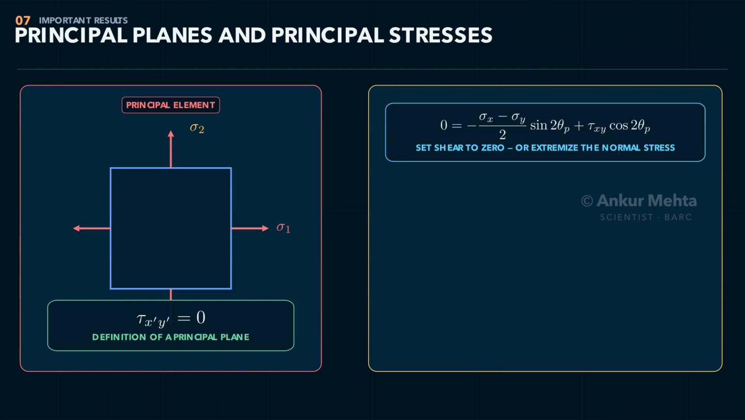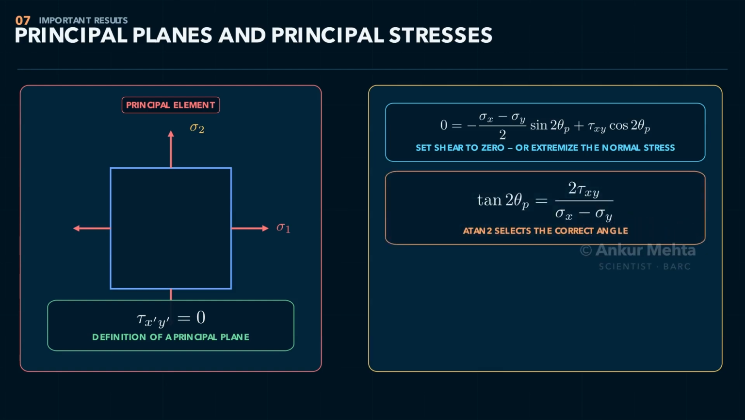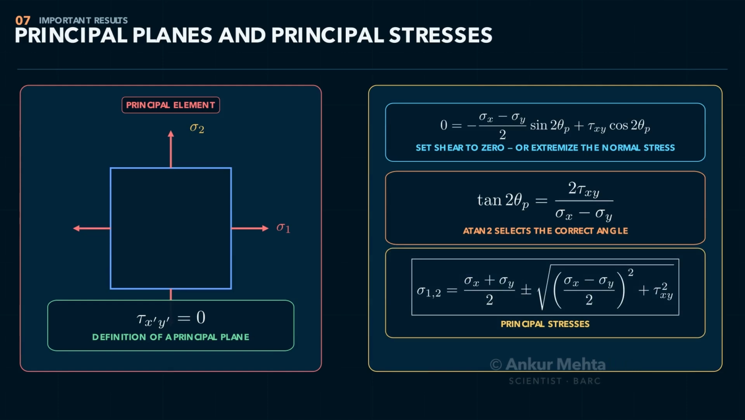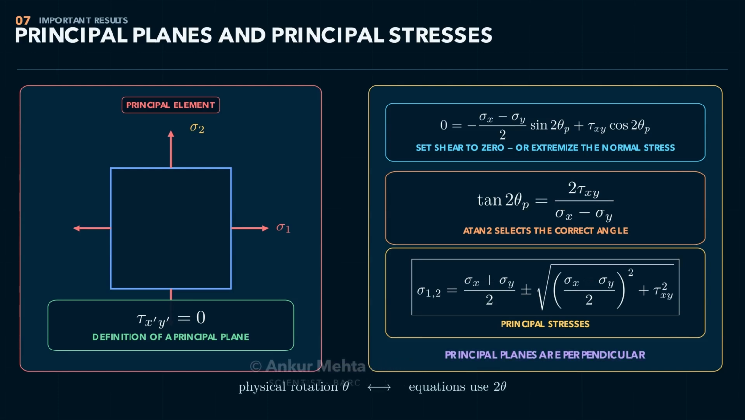Substituting this orientation into the normal stress equation gives the principal stresses. Sigma 1 and sigma 2 equal the average normal stress plus or minus the square root of the half difference squared plus tau xy squared. Sigma 1 is the larger principal stress and sigma 2 is the smaller. Their planes are perpendicular, and on a principal element only normal stresses remain.